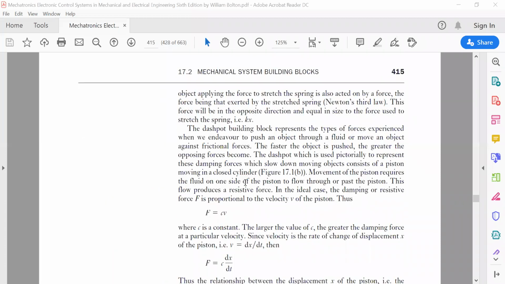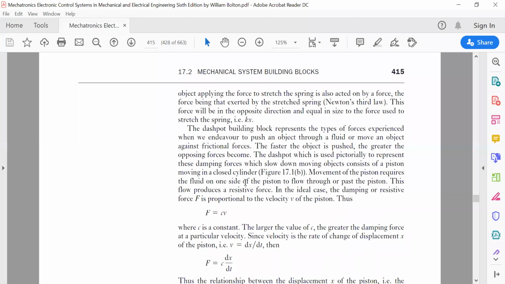For a spring system, you already know that the force is proportional to the displacement, and it also depends upon the stiffness of the spring. The higher the stiffness of the spring, the more force you need to apply to move the spring a particular distance.